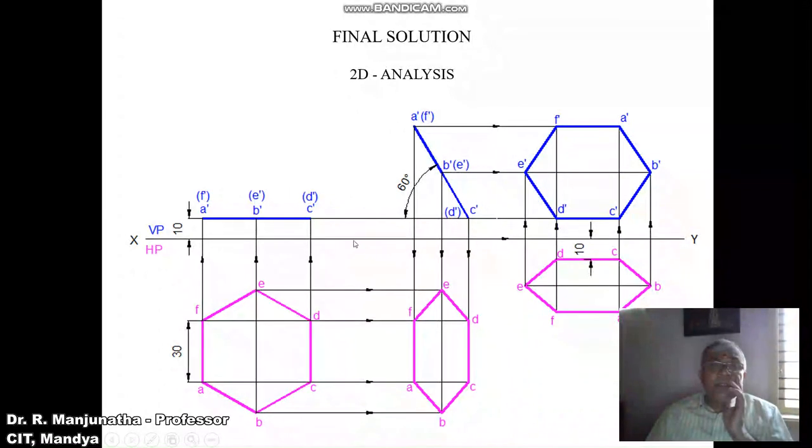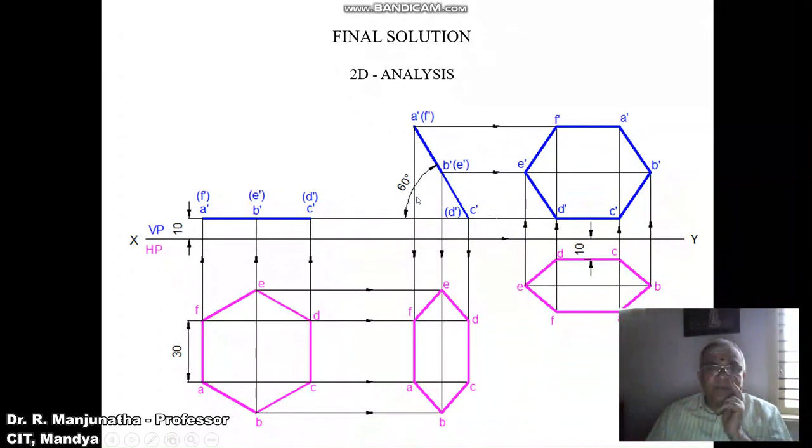Then you measure the distance from A dash to C dash. From C dash, you cut an arc on that 60 degree line, and similarly you measure the distance from C dash to B dash, and from C dash you transfer it on this line. You will get this point B dash and A dash, and you mark this point as B dash and A dash, and A dash and F dash, and then draw a dark line from C dash to A dash. Then you need to write the top view.